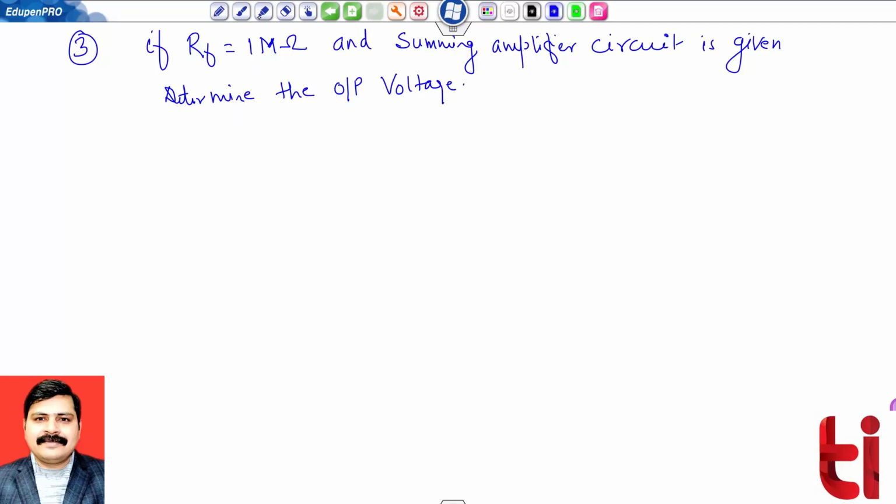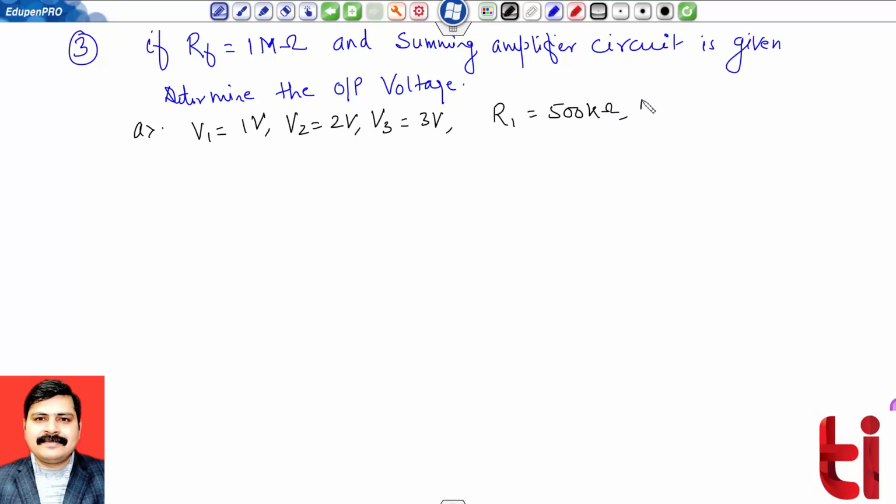In part A, V1 equals 1 volt, V2 equals 2 volt, V3 equals 3 volt, R1 equals 500 kilo ohm, R2 equals 1 mega ohm, R3 equals also 1 mega ohm.